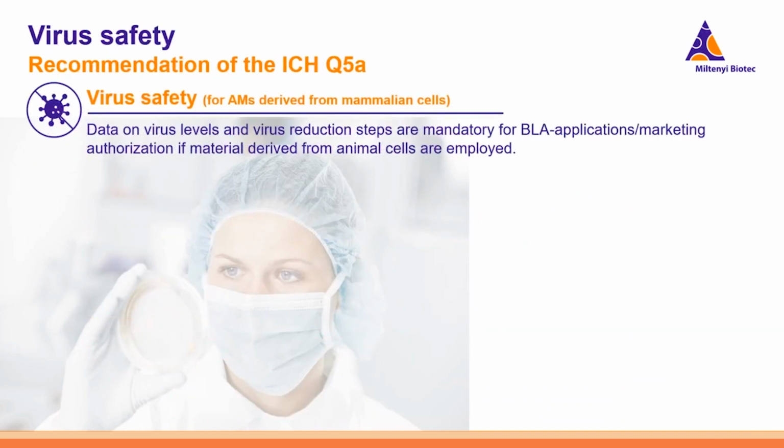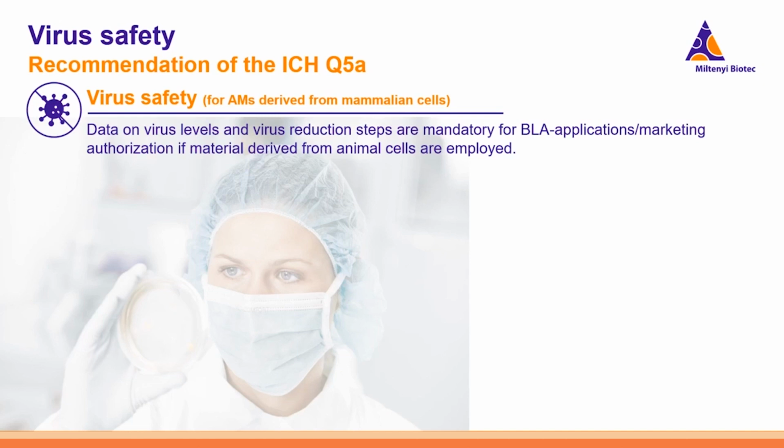A second very important safety aspect that is often forgotten is the virus safety if you are using cytokines which are derived from a mammalian cell such as CHO or HEK cells. When you're filing for a BLA application or a marketing authorization, you need to demonstrate that you have proper virus safety tests in place. And what would these virus safety tests comprise?